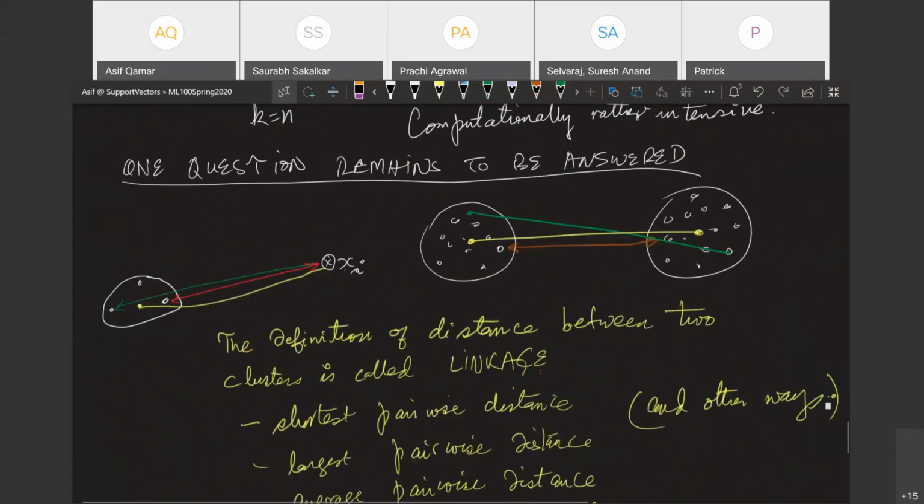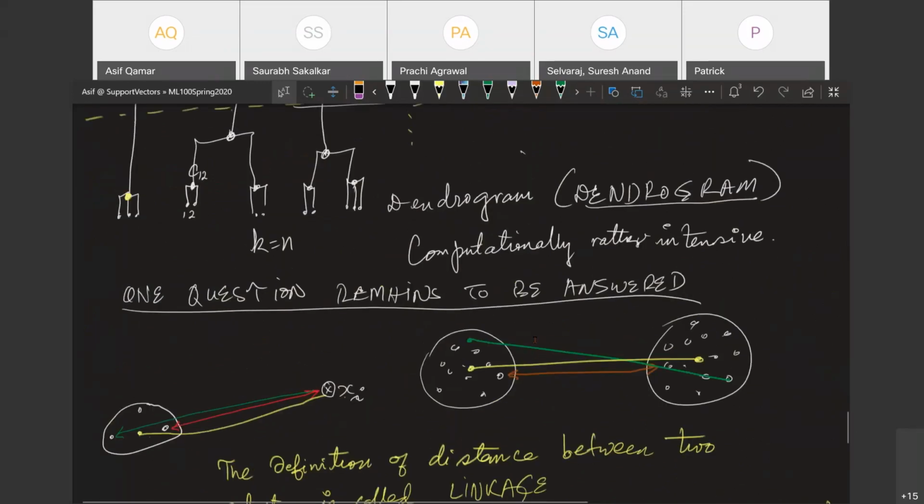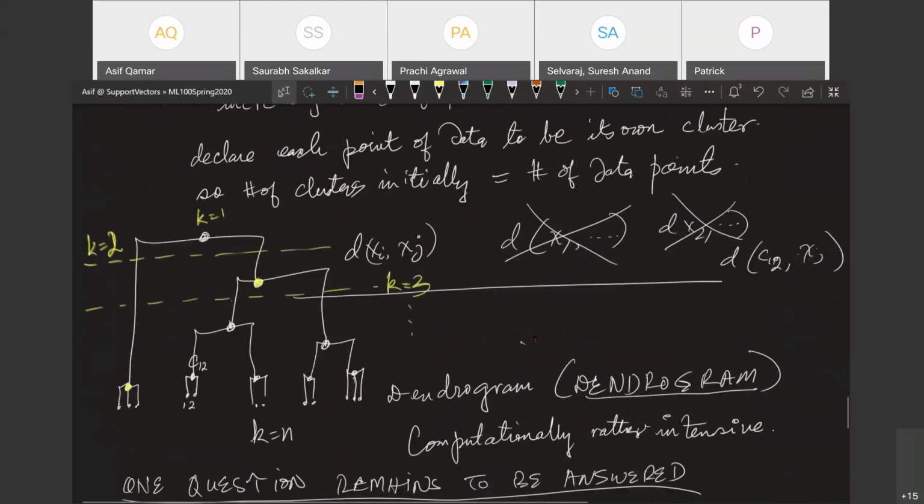Or linkage simply. So you can look at the shortest pairwise distance, taking a point in one cluster and another point in another cluster, which are as close to each other as possible. You can take the furthest pairwise distance. You can take the average pairwise distance, or the distance between centroids, and you can think of more ideas. That is hierarchical clustering. Does that make it clear?